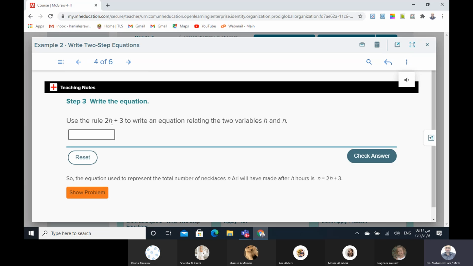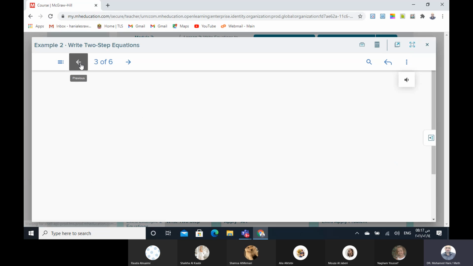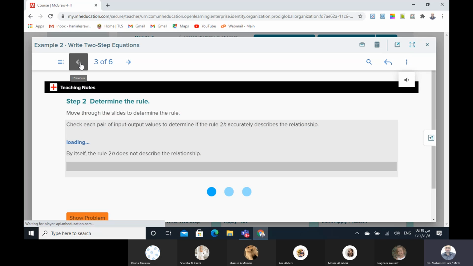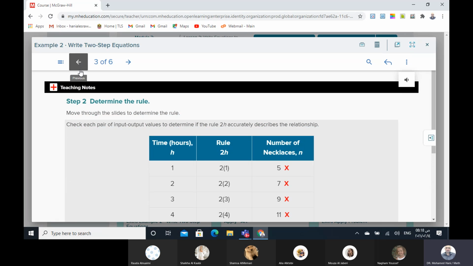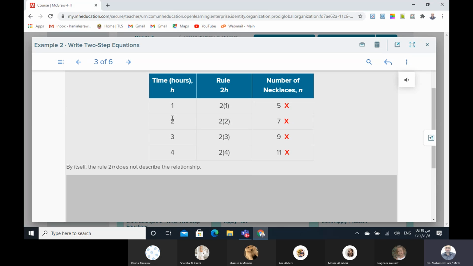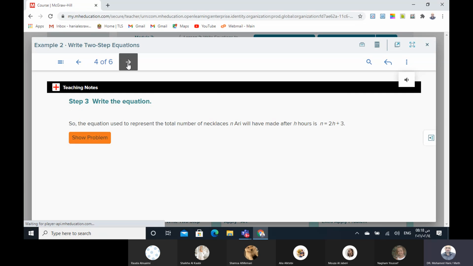So we have the rule now, 2h plus 3. Check with me now. 2 times 1 is 2, plus 3 will be 5. Here 2 times 2 will be 4, plus 3 will be 7. Here 3 times 2 will be 6, plus 3 will be 9. 2 times 4 will be 8, plus 3 will be 11. So this is the right rule and this is the right equation.